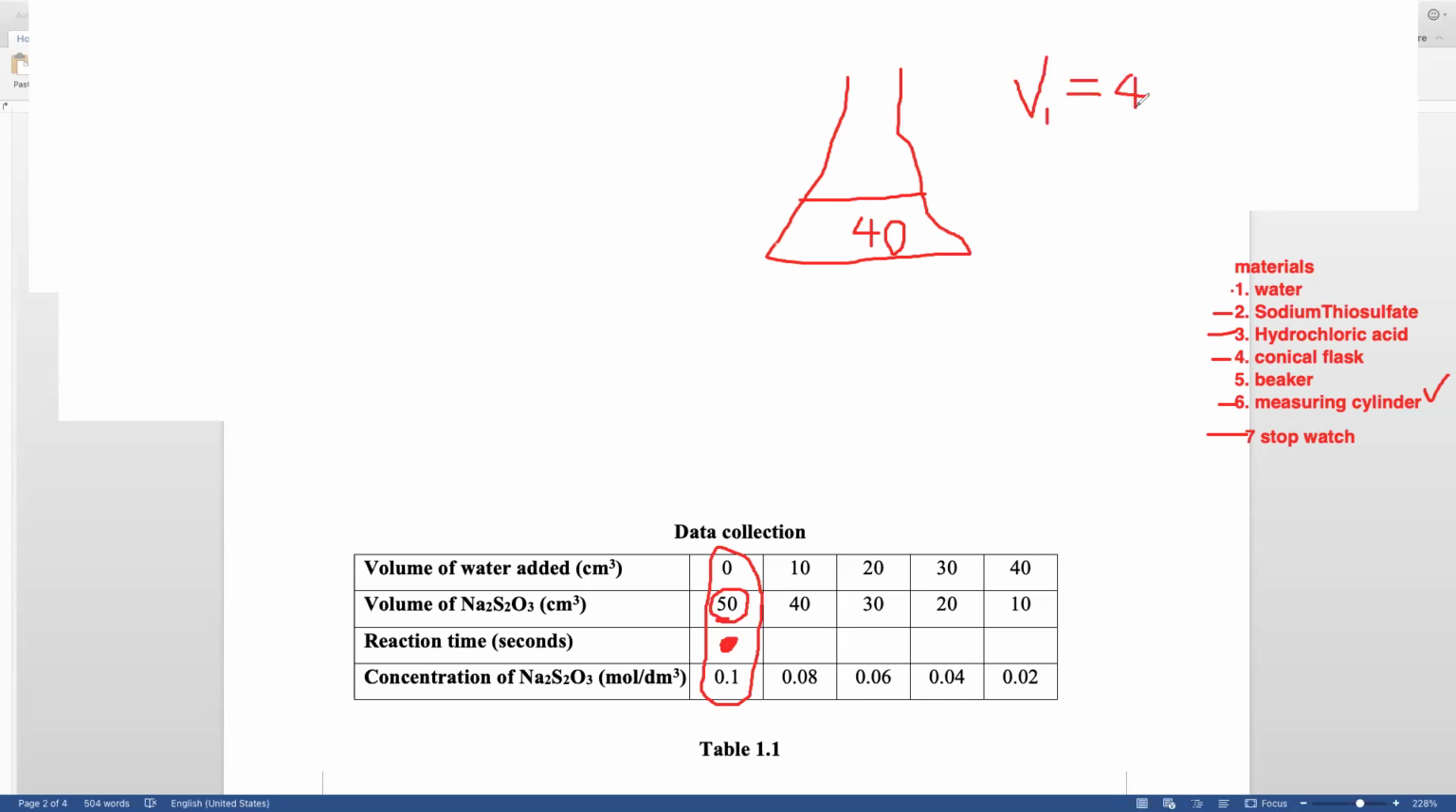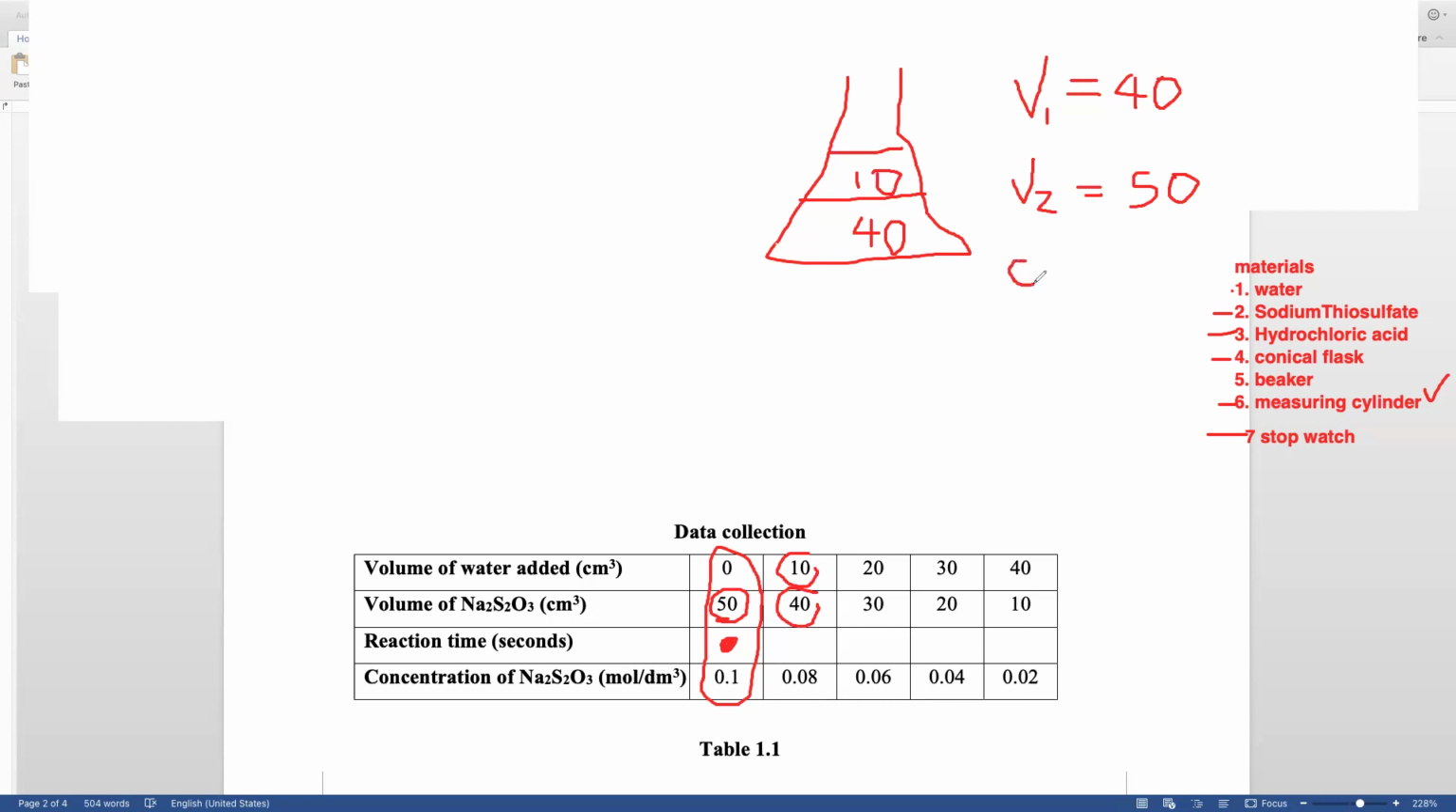Now remember what happens during dilution. The volume increases, the number of moles remains the same, and the concentration reduces. So at the end of the day, we expect the concentration of the solution to be less than 0.1. But we'll get to that. How much water are we adding? We are going to add 10 to the 40. When you add 10 to 40, what final volume do you get? Our V2 is now 50.